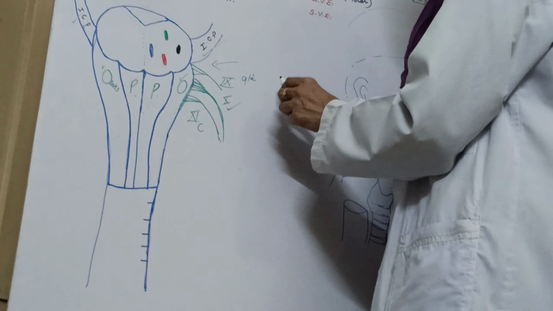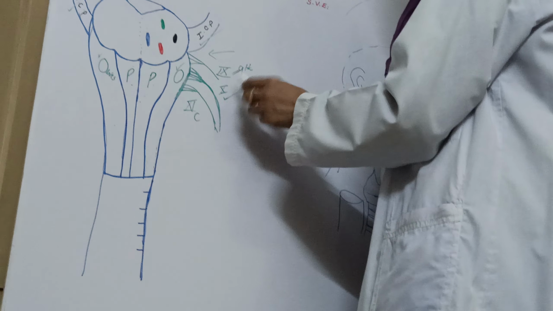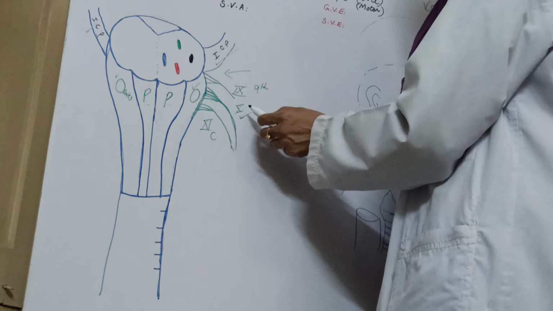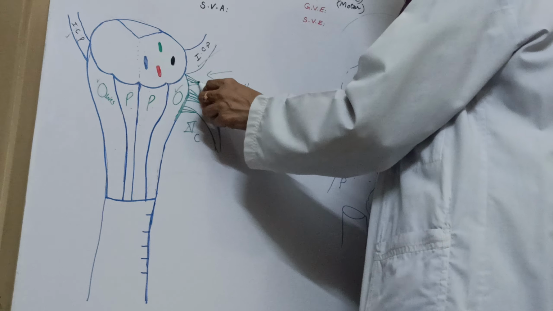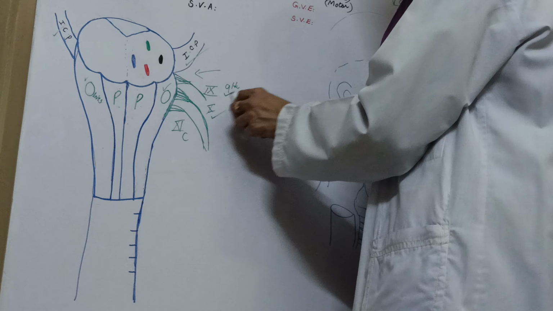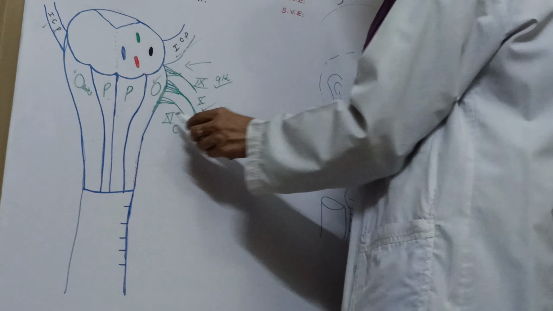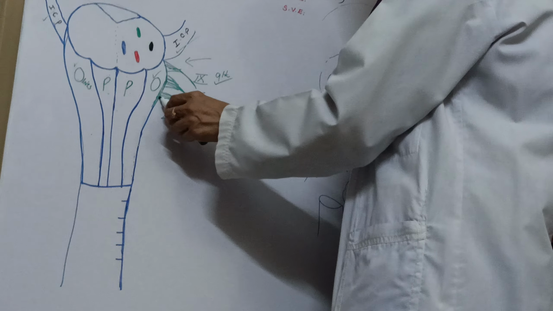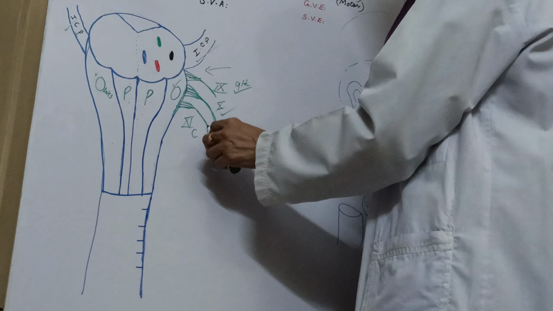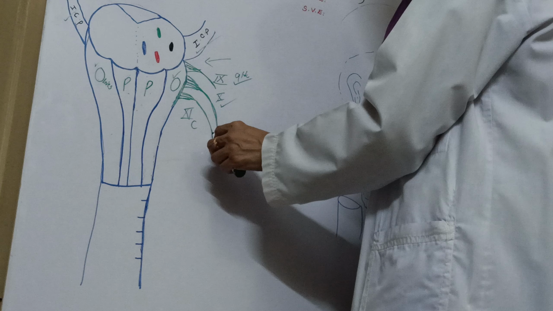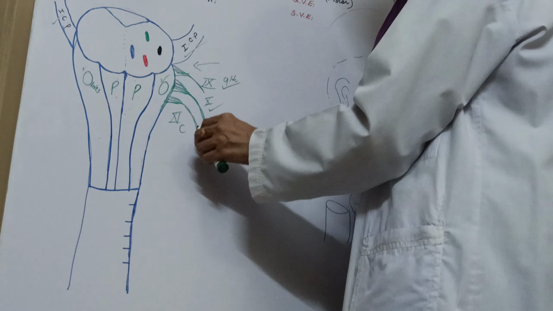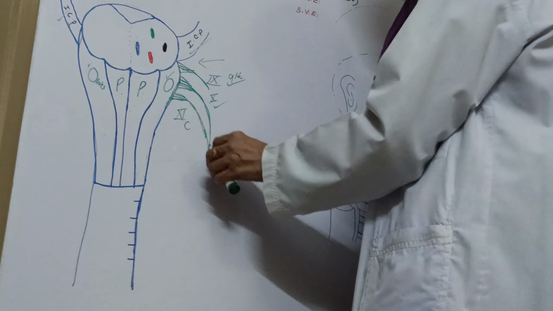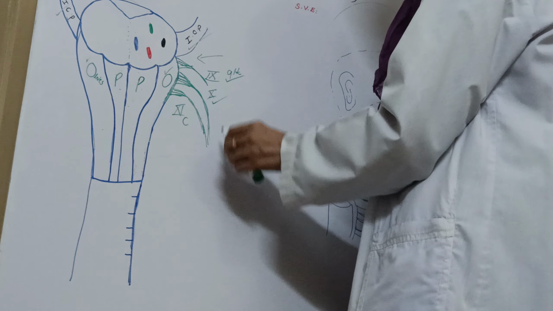But there are two other nerves that accompany the vagus nerve. There are the rootlets of the 9th cranial nerve, which is the glossopharyngeal, and you can see the cranial part of the 11th cranial nerve, which is the accessory nerve, right? This cranial part travels along with that of the vagus nerve.